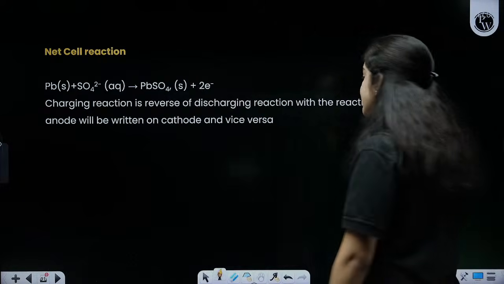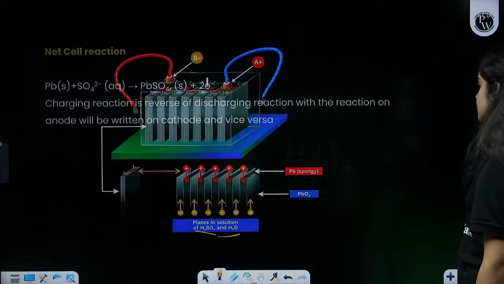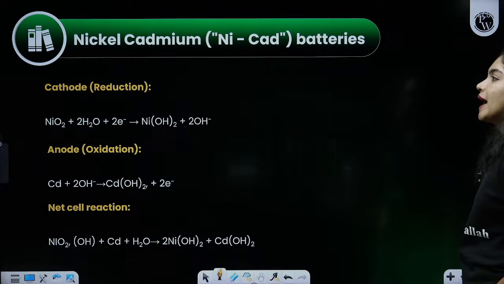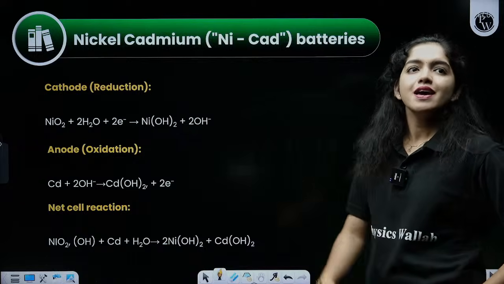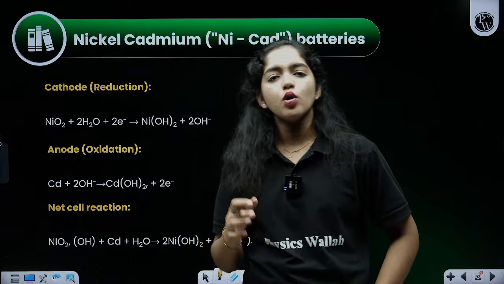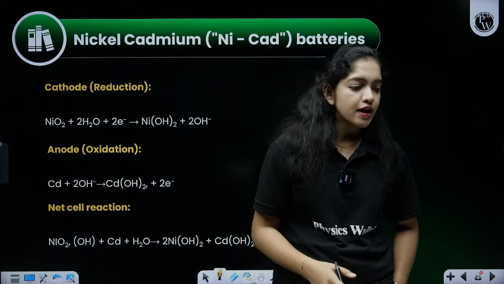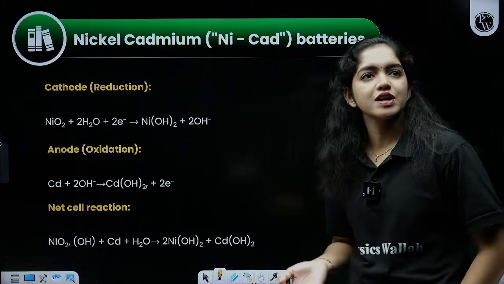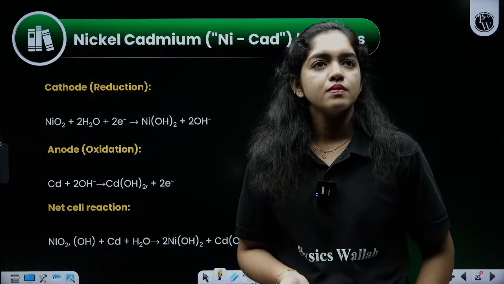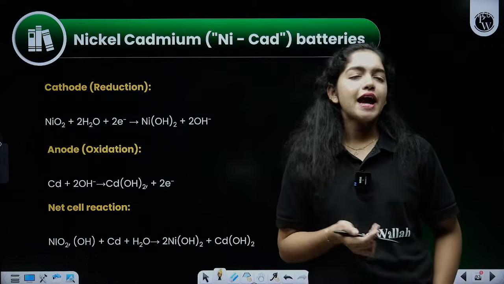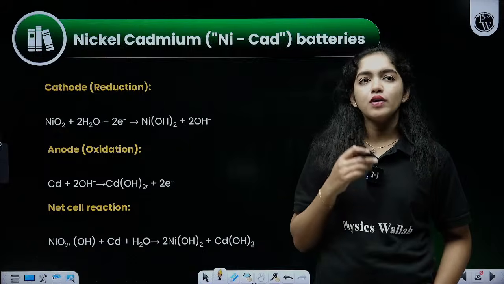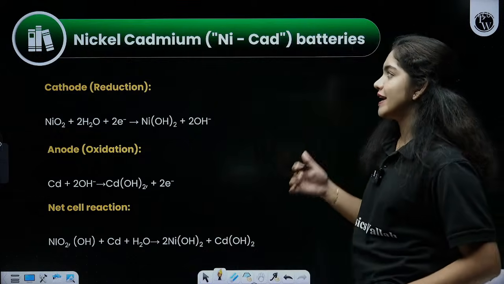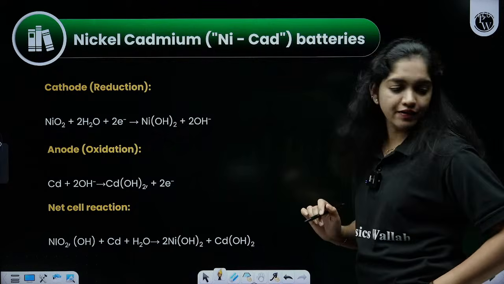Then we are going to the next one. Lead storage is over. We are going to the last one, the Nickel-Cadmium Battery. We are not using the Nickel-Cadmium Battery because it is very, very expensive actually. So you only need to study the two equations, how it is made up. It is made up of nickel and cadmium, and the reactions are given here.